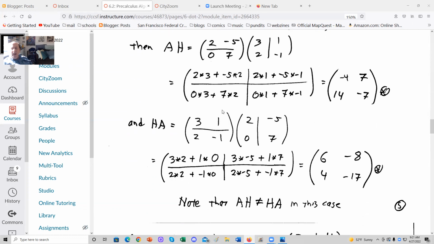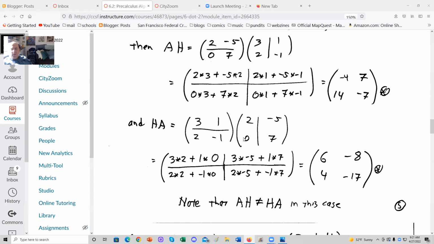Now, if we do HA, here's what we do. Here's H, 3, 1, 2, -1. Here's A, 2, -5, 0, 7. We divide H up into the rows 3, 1 and 2, -1, and A into the columns 2, 0 and -5, 7. And we do the same thing as before. Upper left entry of HA is upper row of H times left column of A: 3 times 2 plus 1 times 0. Upper right, upper row of H times right column of A: 3 times -5 plus 1 times 7. Lower left, lower row of H times left column of A.